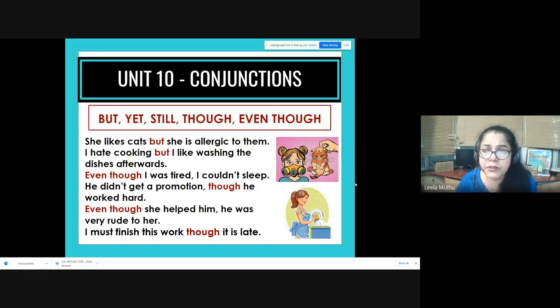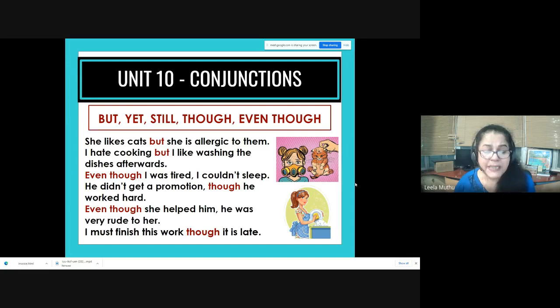He didn't get a promotion. He didn't get it. The second part of the sentence is he worked hard. So basically it's contrasting. If somebody works hard, he should get a promotion, right? But here, contrasting ideas, contrasting sentences. He didn't get a promotion, though he worked hard. Or you can say, though he worked hard, he didn't get a promotion, if you start the sentence with a conjunction. Even though she helped him, he was very rude to her. When you help somebody, you expect them to return the favor and at least be nice to you, right? So, two contrasting statements. Even though she helped him, he was very rude to her.